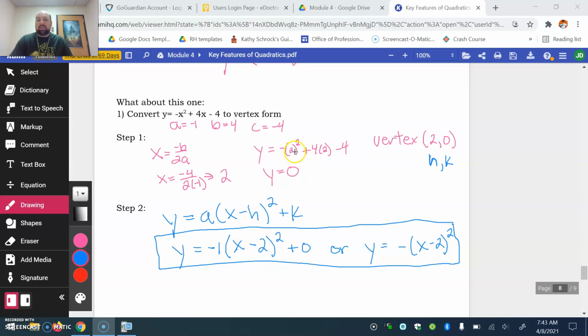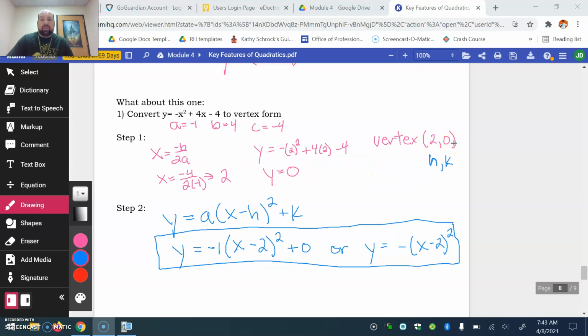Notice I used parentheses here because that is very important. If you don't, you might get the wrong answer. We ended up with 0, but if you didn't use parentheses correctly, you might end up with something different. But y ends up being 0. So our vertex is 2, 0.